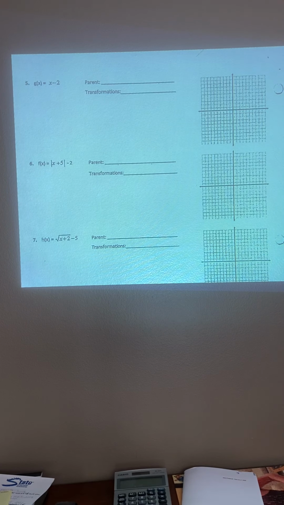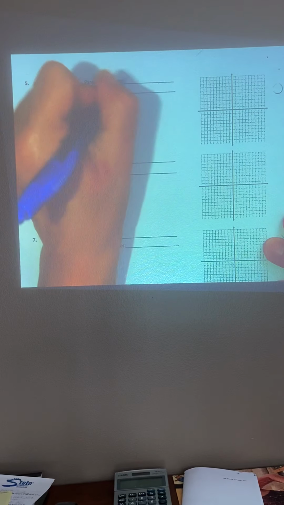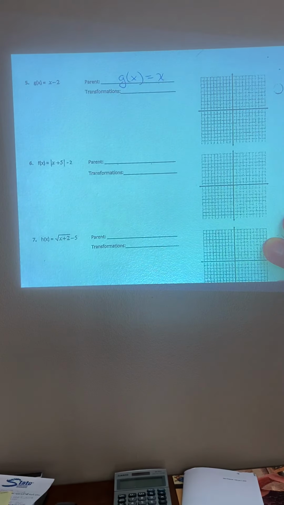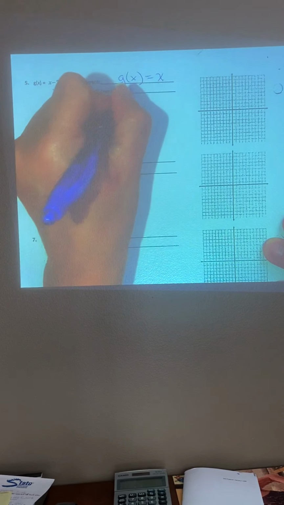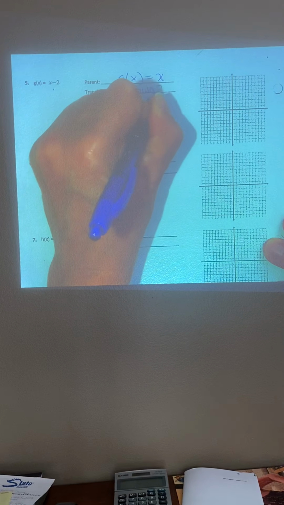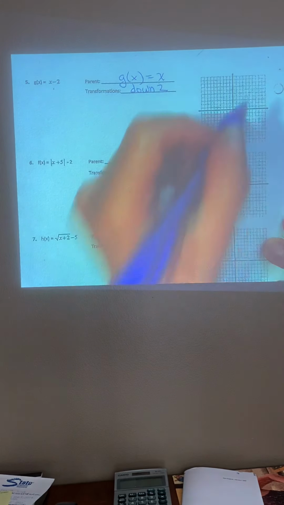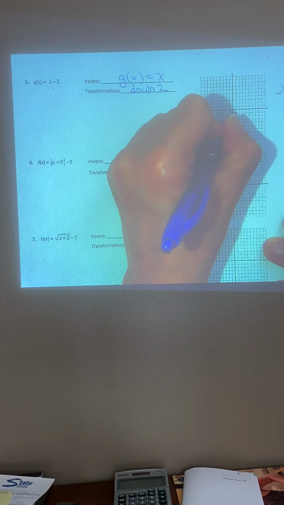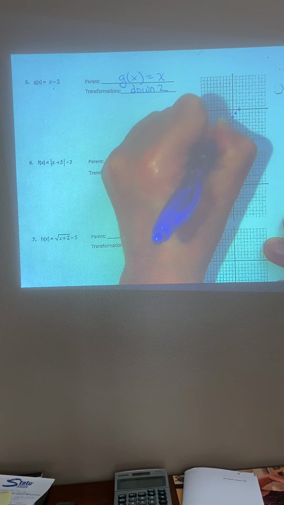So here are the last four problems. On this problem, the parent function, you can see it's linear, g of x equals x. So how do we get from here to here? We went down 2. And we could just graph this. Slope-intercept form, down 2 from that point, up 1 over 1, up 1 over 1. Nice and easy.